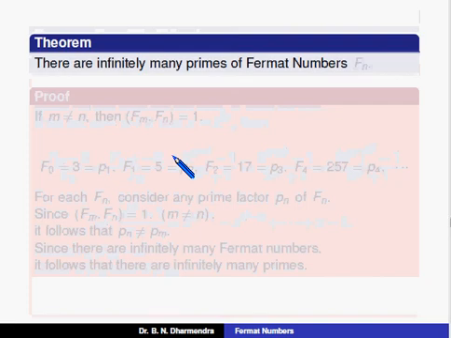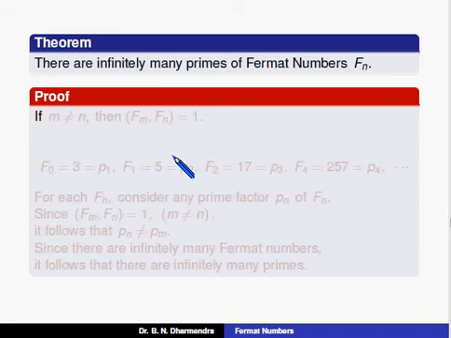Next theorem: there are infinitely many primes of Fermat numbers fn. Definitely it must contain infinitely many Fermat numbers. If m is not equal to n, that is the case if m is greater than n or if m is less than n, then the previous theorem says that fm and fn are relatively prime.